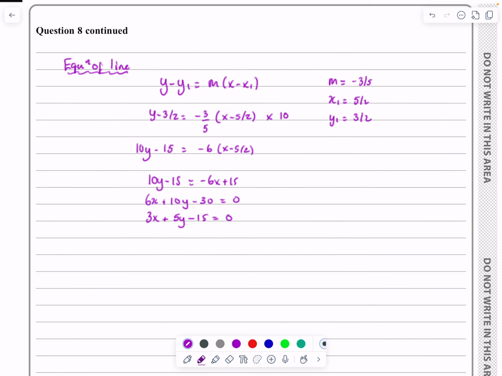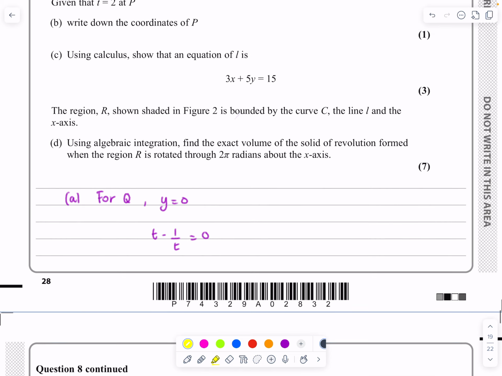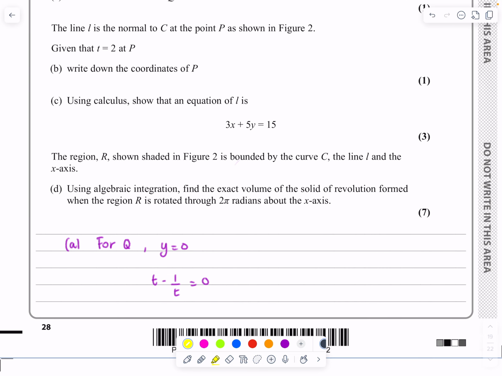So if you times it by 5, you wouldn't have had to divide by the last little bit there. Okay, so that's okay for the first part, because it did say we were trying to show that the equation was equal to that. As I say, I've done this question before, so I knew what I was going to get with that bit. And then part D.